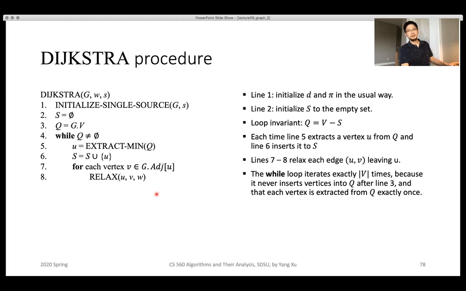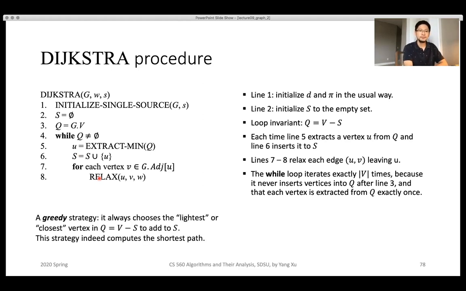So that means each vertex in the minimal priority queue is extracted exactly once. Because we have V vertices in the queue, that while loop will iterate exactly V times. So it is quite a typical greedy strategy, right? We always choose the lightest or the closest vertex in Q to add to S.